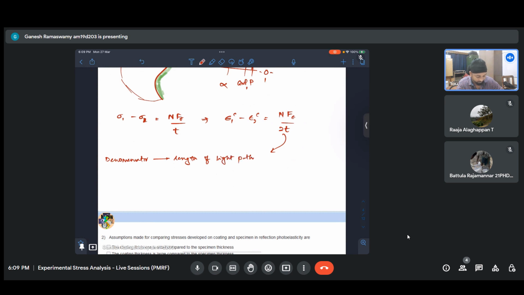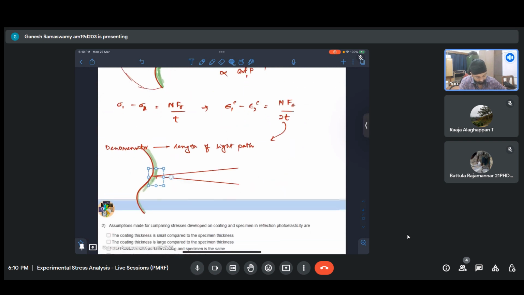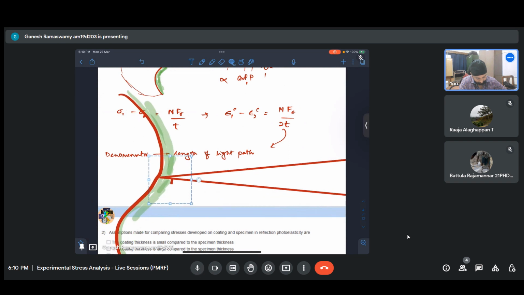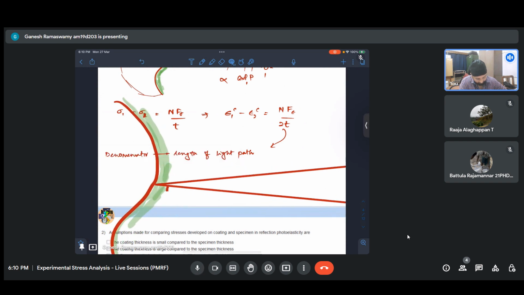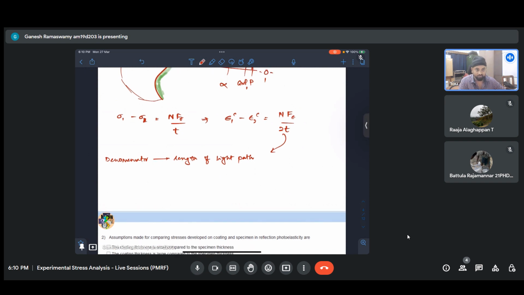In transmission photoelasticity, it happens to be the thickness straight away. Whereas in reflection photoelasticity, once the light enters from here, if I were to enlarge this portion, we are able to see that light enters from here and exits. So it is traveling twice the distance, which is the thickness of the photoelastic coating, which is why we take it to be twice the thickness.